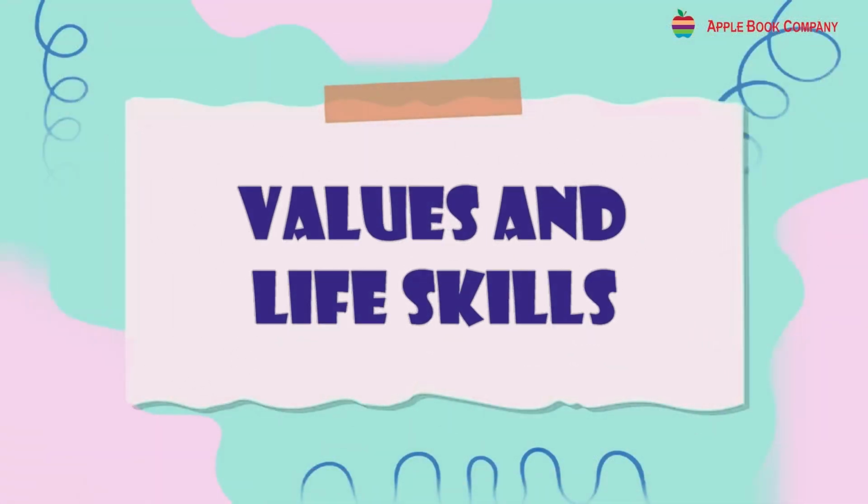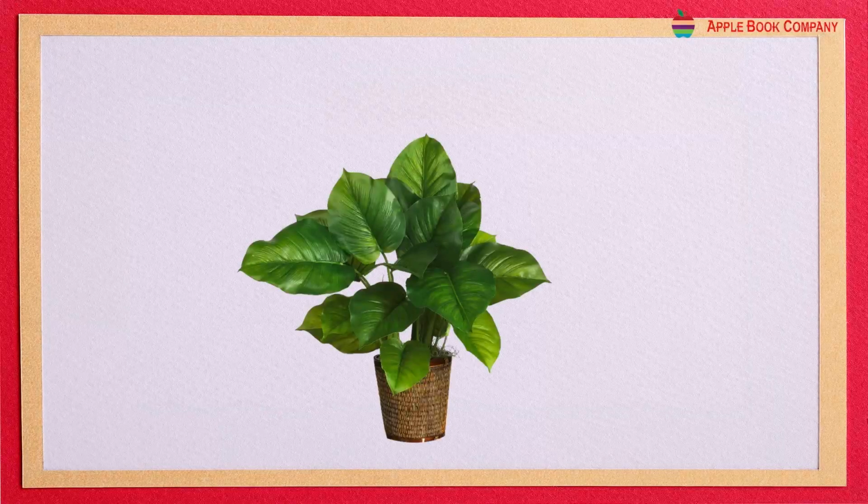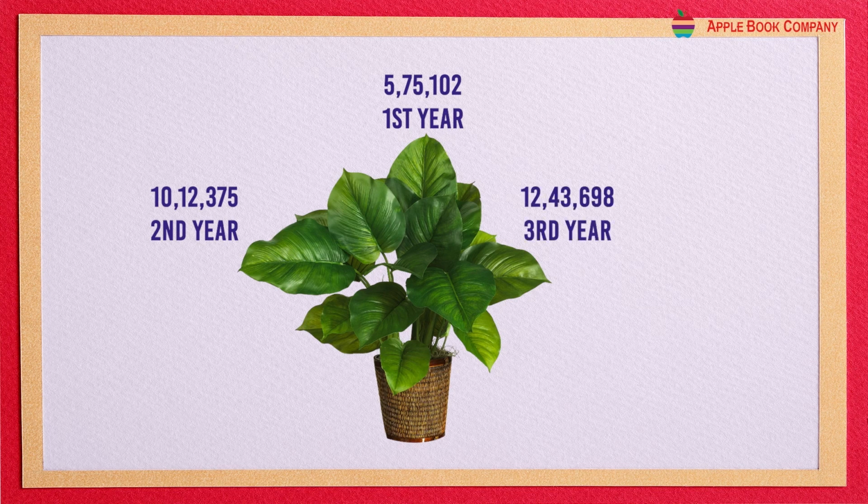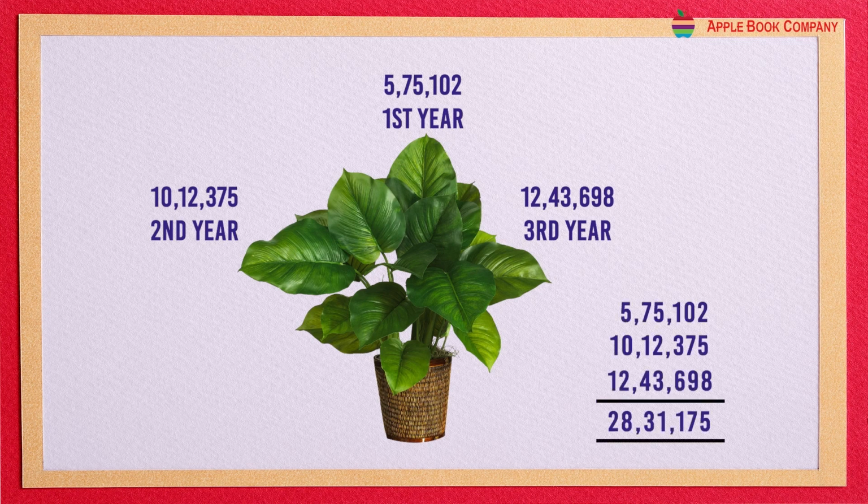Values and life skills. In a 3-year plantation program, 575102 trees were planted in the first year, 1012375 in the second year, and 1243698 in the third year. How many trees were planted in the whole program? It is a simple addition, children. So keep adding the 3 values and you will get 2831175. But what is the lesson that you are learning from this? Trees give us food and oxygen.